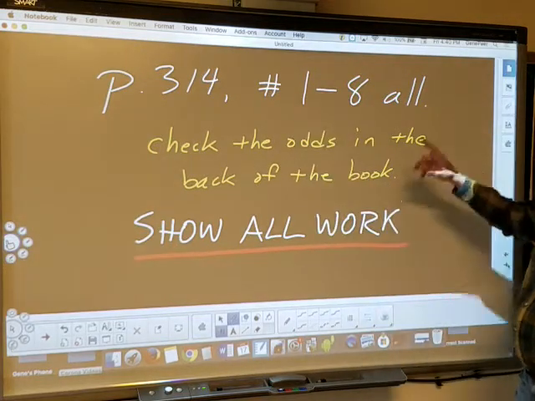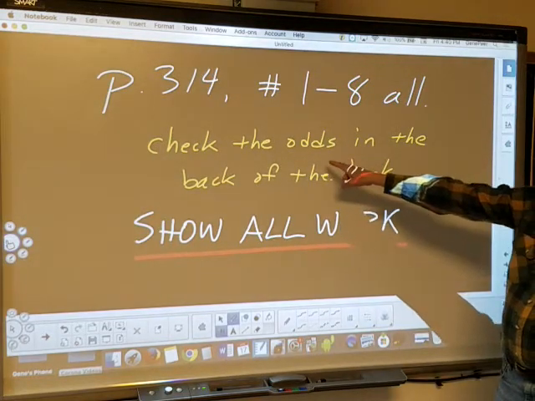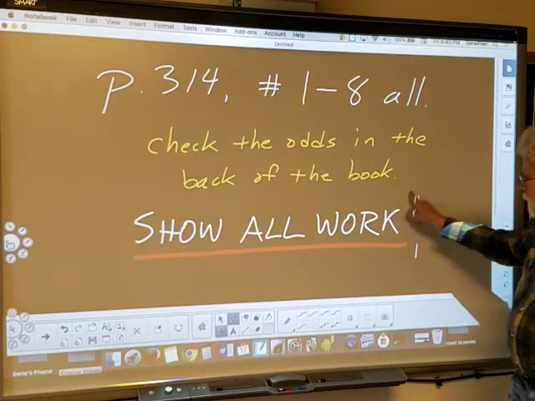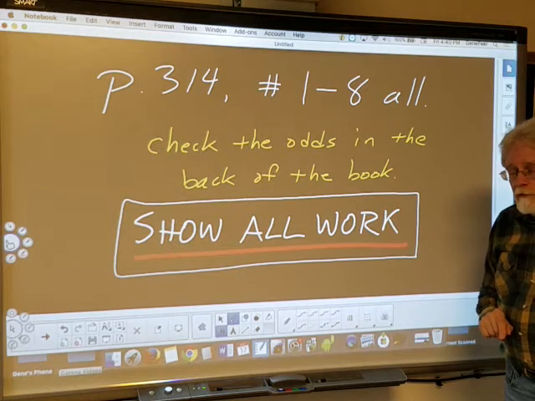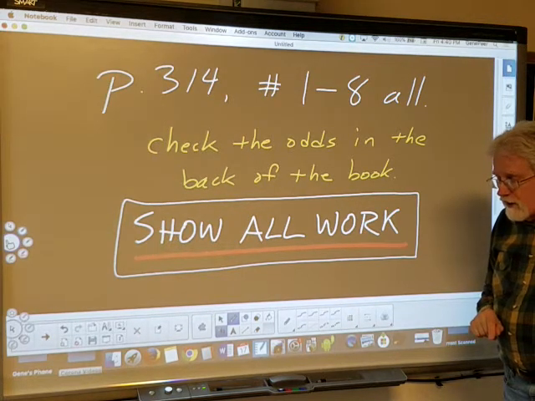Page 314, 1 through 8 all. Please check your odds in the back of the book, but remember, all work must be shown, or your answers are worthless. And I'll send you a nasty message saying, sorry, try again.